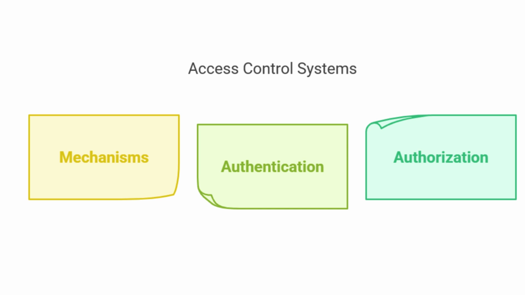In our last lecture, we covered the CISSP Domain 1, Security and Risk Management. In this lecture we are going to learn about the CISSP Domain 2, Access Control Systems. We'll dive into access control mechanisms, authentication, and authorization.